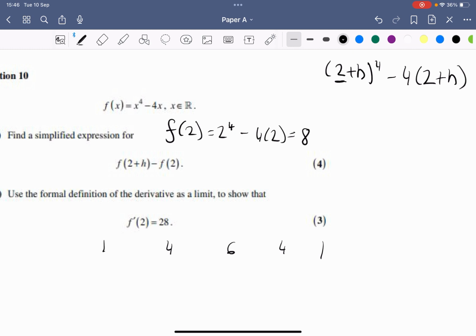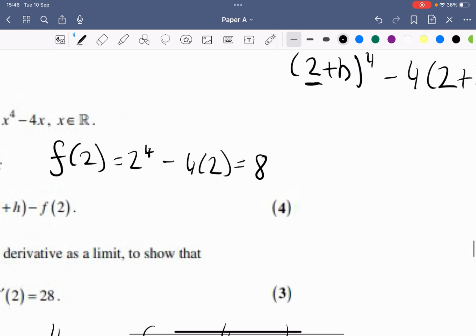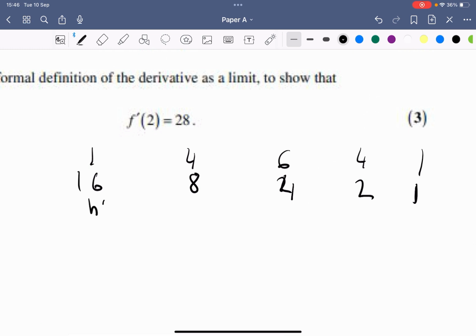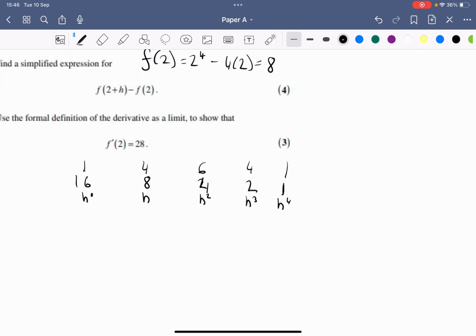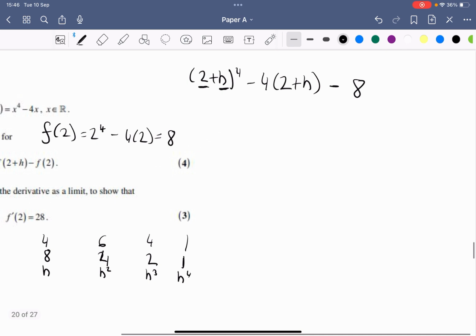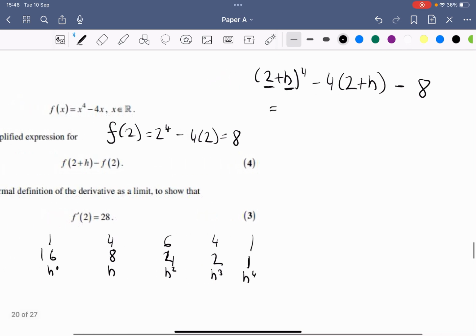I'm just going to type in the actual thing. So 2 to the power 4 is 16. And then I need to write the h, which is h to the power 0, which is just 1, h squared, h cubed, and then h to the power 4, right? And now these are all my terms, and then I can just collect them all together and multiply them. So we get 16 plus 32h plus 24h squared plus 8h cubed plus h to the power 4.